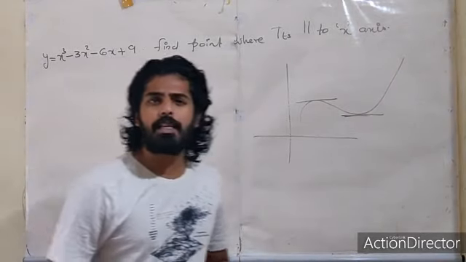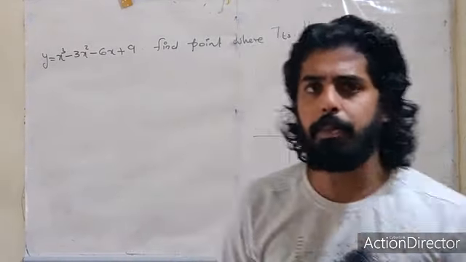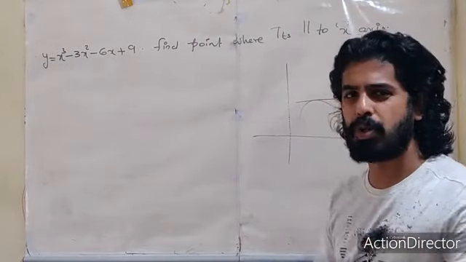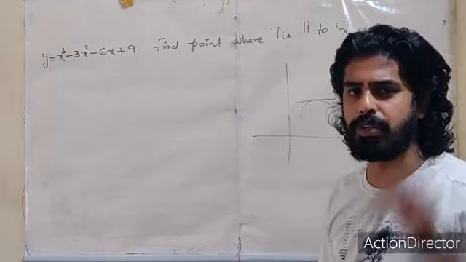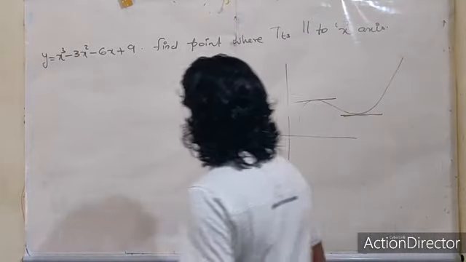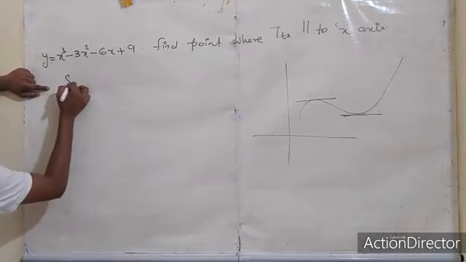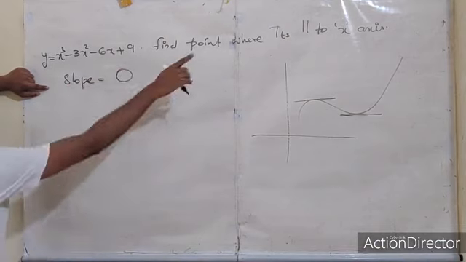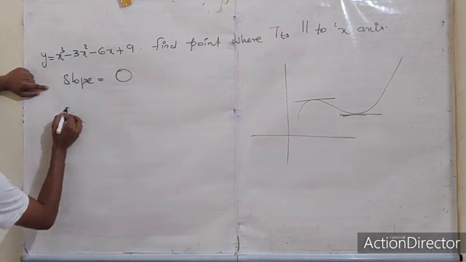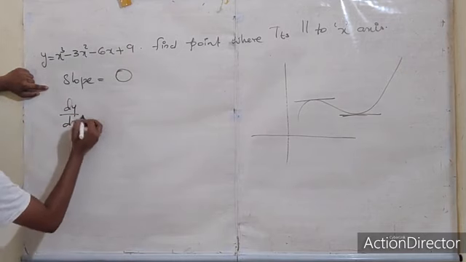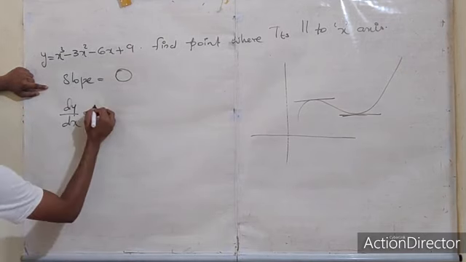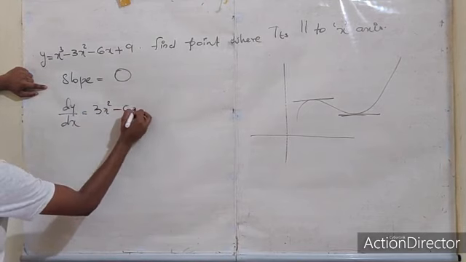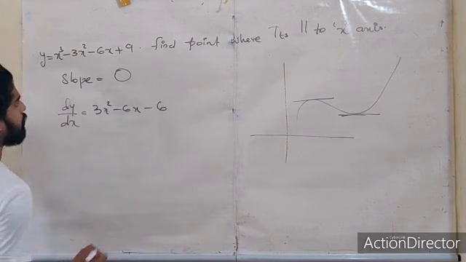If the tangent is parallel to the x-axis, the slope of the tangent will be equal to 0, because a line parallel to the x-axis means a horizontal line. The slope of a horizontal line is always equal to 0. So the slope of the tangent is equal to 0. Here the slope is provided indirectly as 0. We need to find the point. This is the third type of problem. What you have to do is differentiate this.